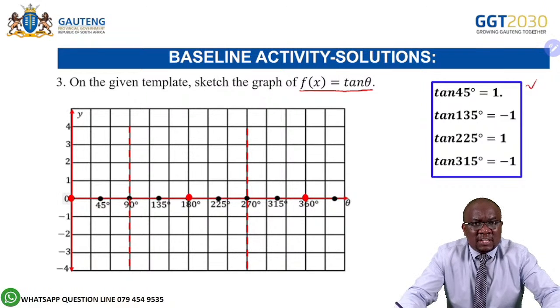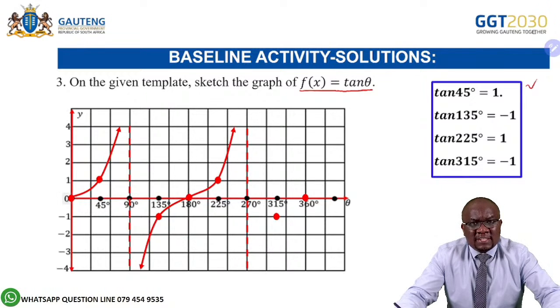Let's go to our critical points that we talked about. At 45, tan 45 degrees, what is it? It's 1. So we put 1 there. And then tan 135 degrees, what is it? It's -1. So we put -1 there. And then tan 225, it's 1. We put a dot there. And then at tan 315 degrees, it's -1. And then we sketch our graph. This is the graph for tan theta. F of x equals tan theta.